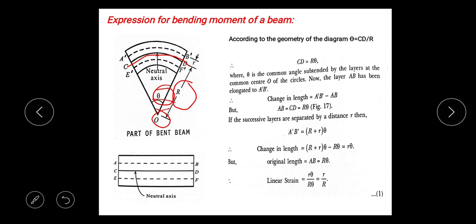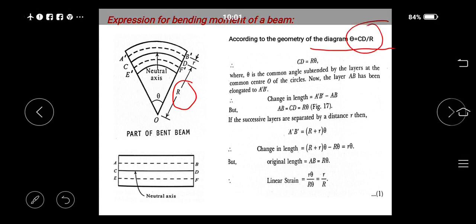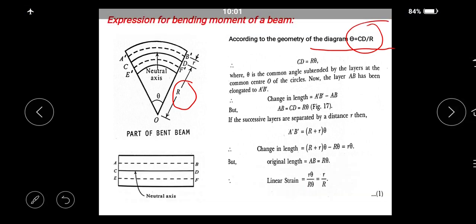Now, we have to derive an expression for bending moment. We'll see the geometry of the diagram. According to the geometry of the diagram, angle theta is equal to CD, CD is the neutral surface, CD by R. R is radius. Therefore, we can write CD is equal to R theta. Theta and R already explained.